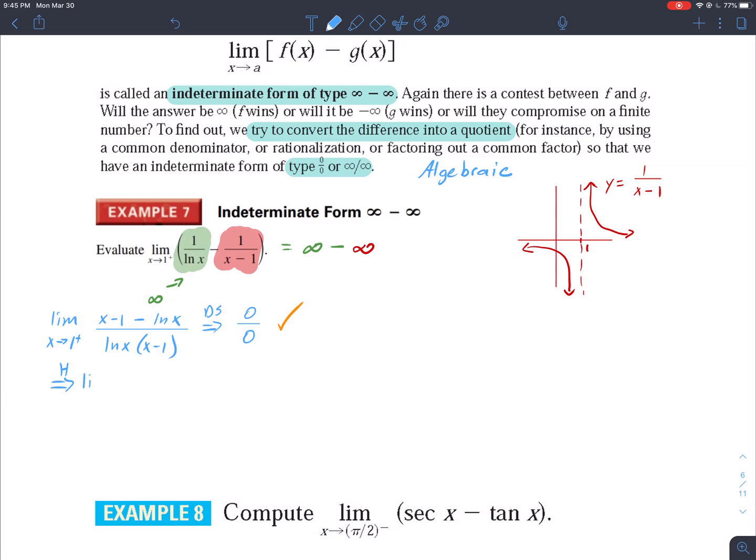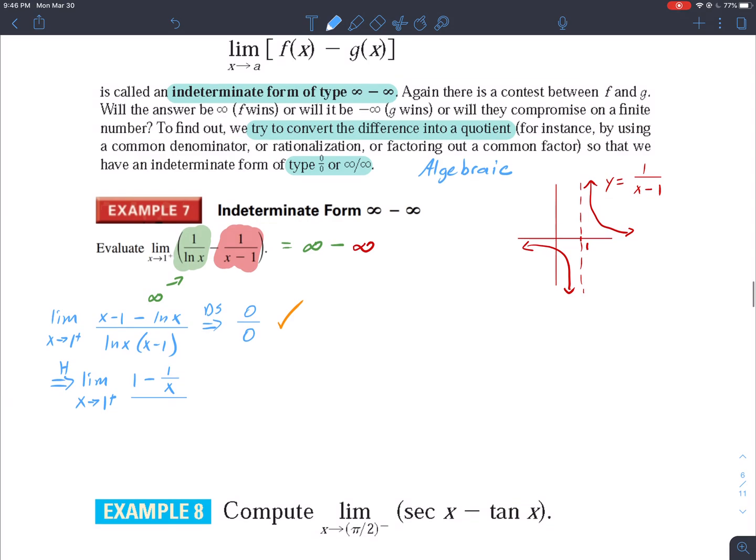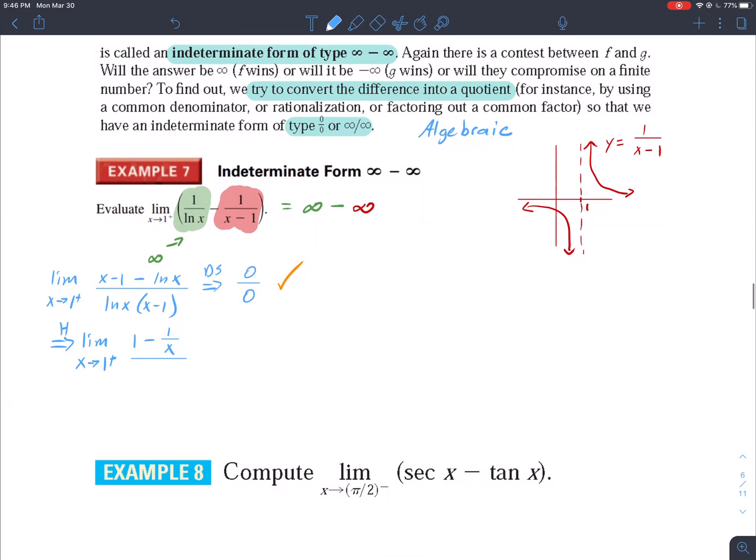says to take the derivative of the top and the derivative of the bottom. Not particularly an easy problem, but here we go. The derivative of x, of course, is 1. Derivative of the negative 1 is 0, so I've got 1 minus, and the derivative of my ln of x here is 1 over x. 1 minus 1 over x. Over, in the denominator, I have to use the product rule. Why? Because I have a product. I have ln of x times x minus 1.